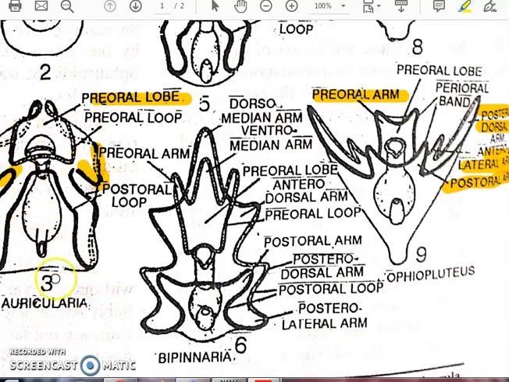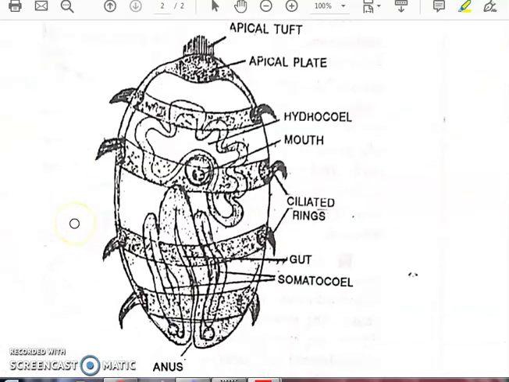So this is the auricularia larva. It gets transformed into another larva, that is the Doliolaria larva. So this is the Doliolaria larva. This Doliolaria larva is barrel shaped, as you can see. The ciliated band, which was undivided in the auricularia, becomes segmented.